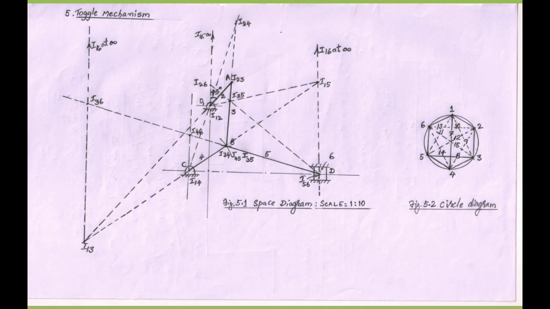There are 6 links in the mechanism. As per the given problem, you have to draw the figure to scale. I have taken a scale of 1:10. Suppose the length of the link is 25 mm, you will be drawing only 2.5 mm. That is the scale 1:10.